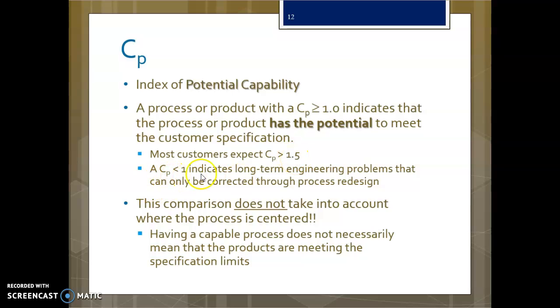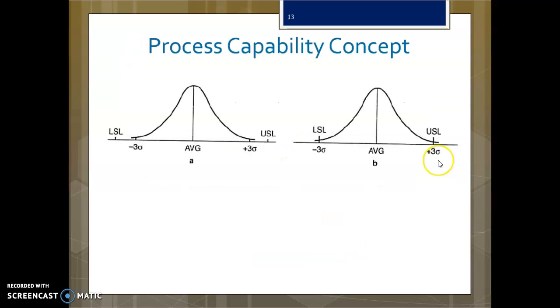And then a CP less than 1 shows you there's some type of problem going on, and that has to be corrected. This comparison does not take into account where the process is centered. So you could have a CP of a good number, but you have to make sure it's not skewed and sliding to one side, to the left or to the right, as we talked about. So that skewed proportion. Having a capable process does not necessarily mean that the products are in the specification limits.